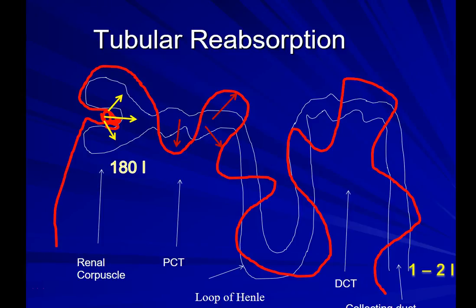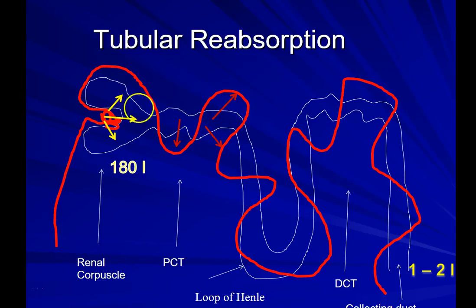In a healthy individual with normal glucose levels, there should be no glucose in the urine by the time we finish, so it should all be reabsorbed at the proximal convoluted tubule, and water should follow it.